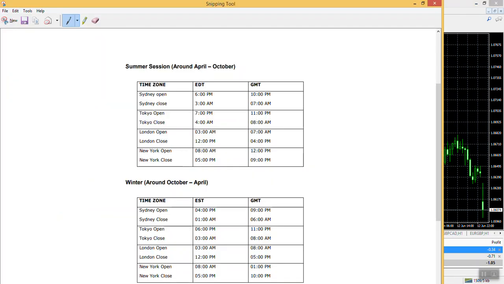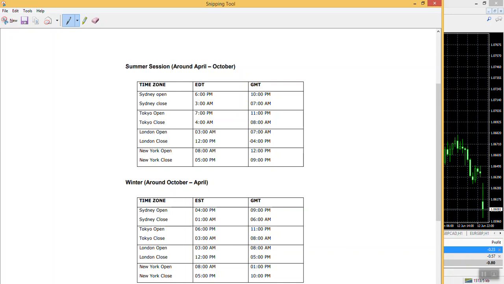The next is the Tokyo Open. Tokyo is in Japan. Here in Nigeria, Japan opens by 12 midnight. GMT plus 1 is our time zone, but on GMT time, it opens 11 p.m., while here in Nigeria it is 12 a.m. in the morning. Then it closes by 8 o'clock GMT, and in our time zone here in Nigeria, it closes by 9 a.m. in the morning.